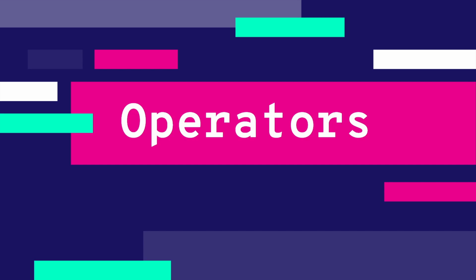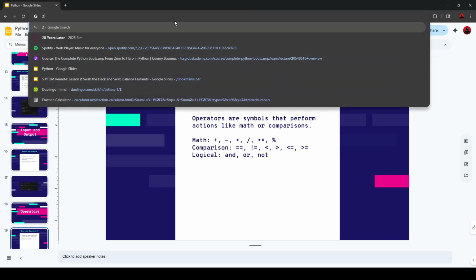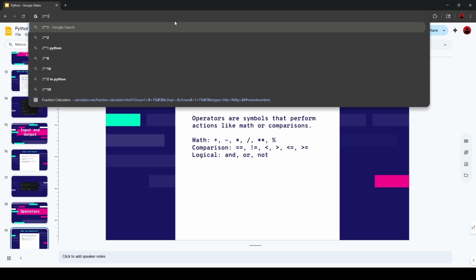Alright, now moving on to operators. Operators are basically just symbols that perform actions like math and comparisons. For math, the plus sign is for addition, then subtraction, multiplication, division. Now these two are different. The double asterisk sign basically raises a number to a power. Like if you did 2 asterisk asterisk 3, it would raise 2 to the power of 3.